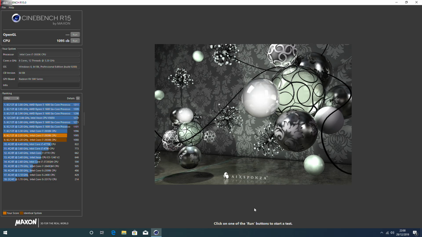I ran Cinebench and we got a score of 1095, which is not bad for an 8-year-old CPU, and it still very much keeps up with today's gaming as well as other tasks.